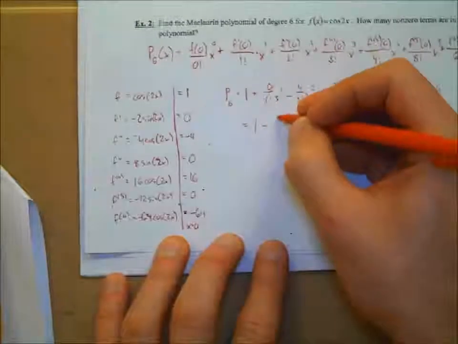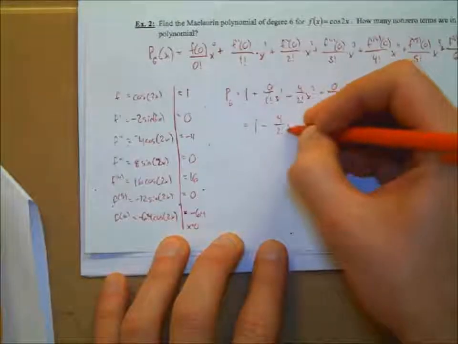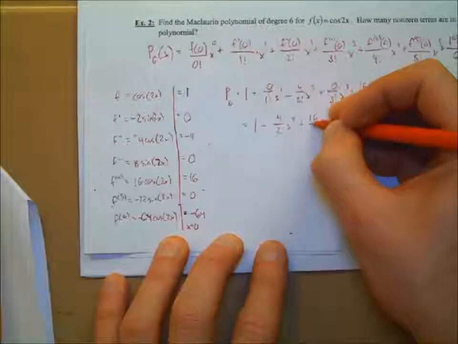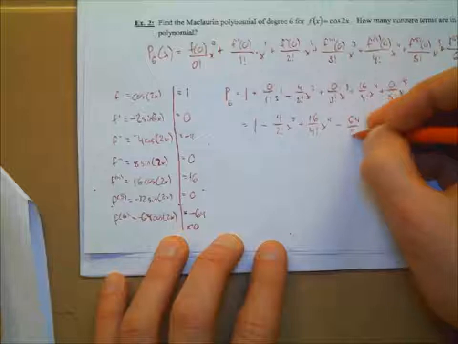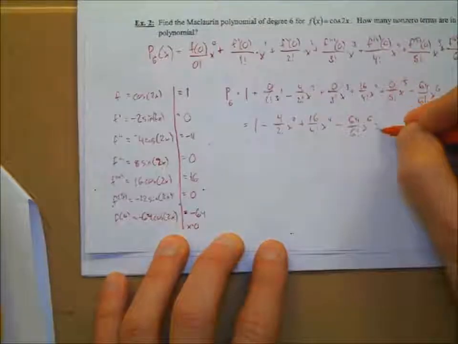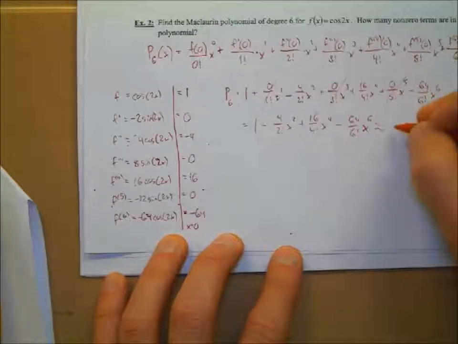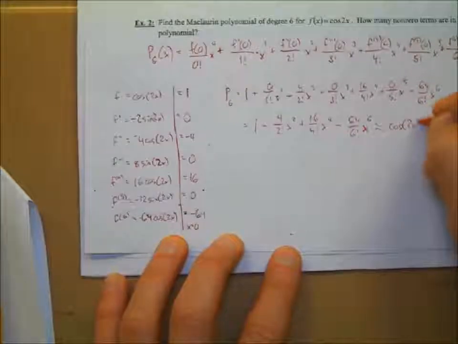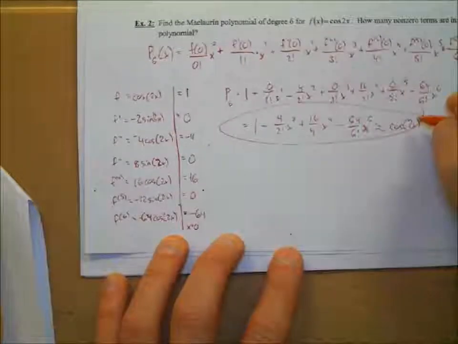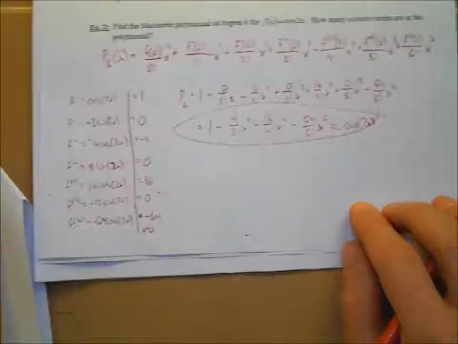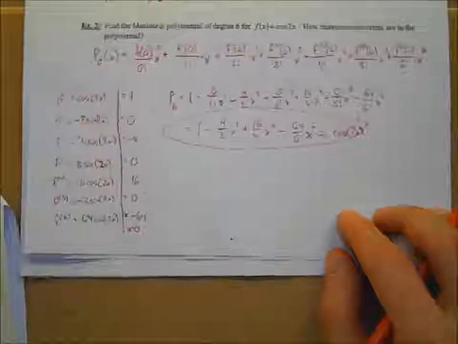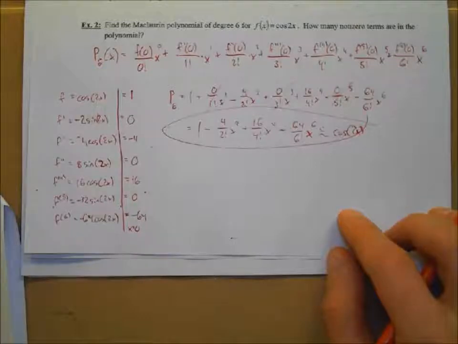And so we're left with 4 over 2 factorial x to the 2, plus 16 over 4 factorial x to the 4, minus 64 over 6 factorial x to the 6. And that is a degree 6 approximation there, Taylor polynomial, or Maclaurin polynomial, of cosine of 2x. All right. We made it.